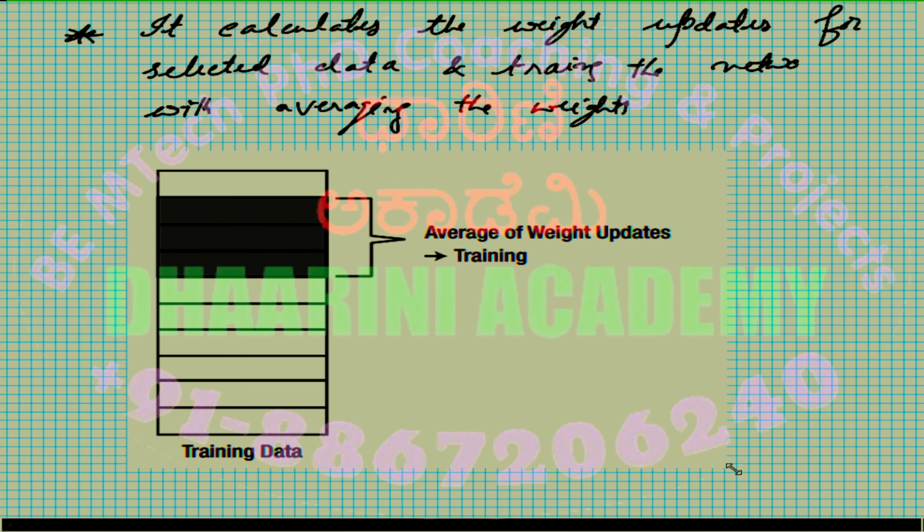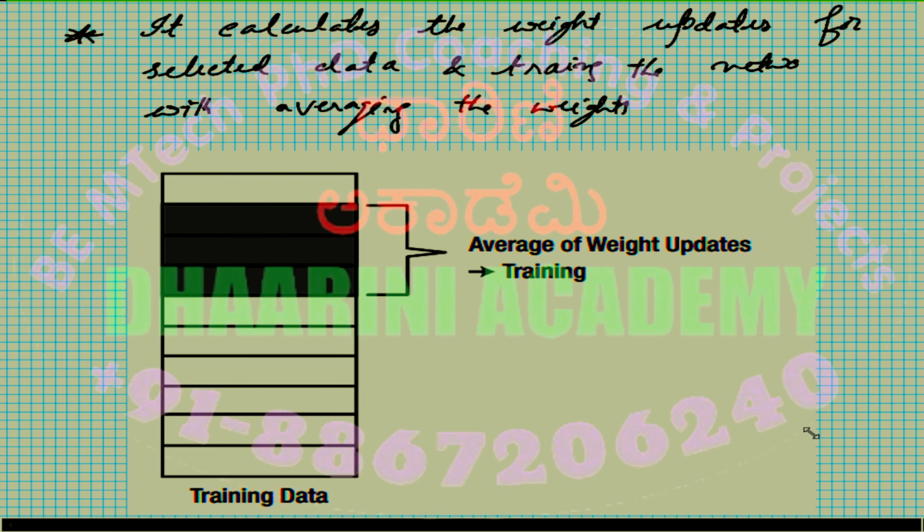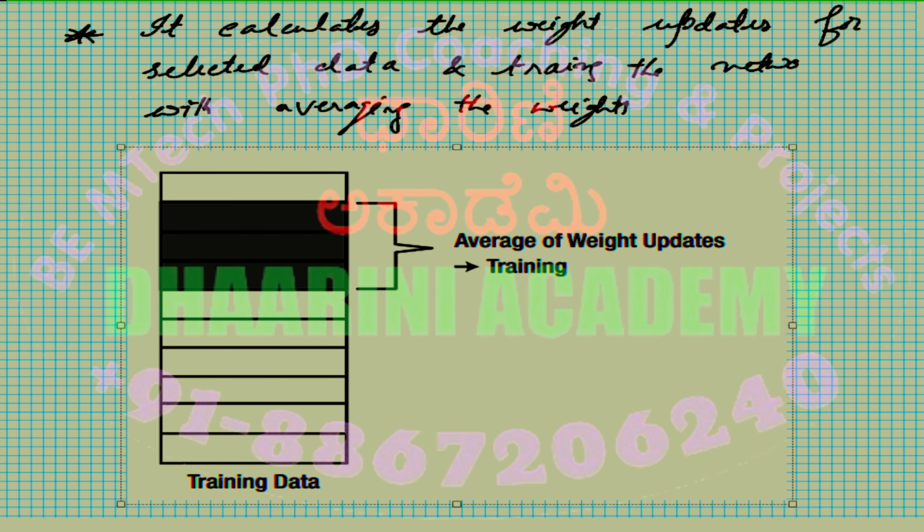You can see that the average of the weight updates for training happens only for 3 of the data points which have been shown here. You are not going to use the complete data set. Now let us consider the mini batch method. When you select an appropriate number of data points, you obtain the benefits from both the methods, one from SGD.